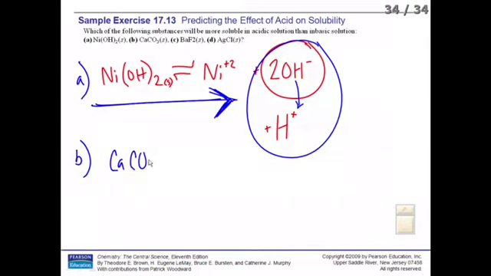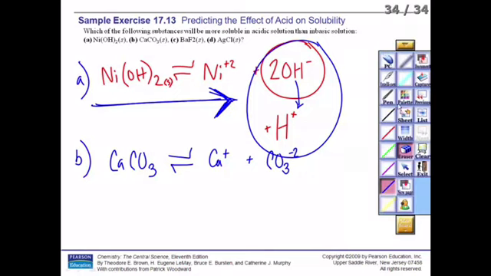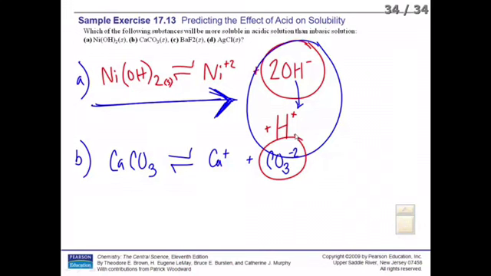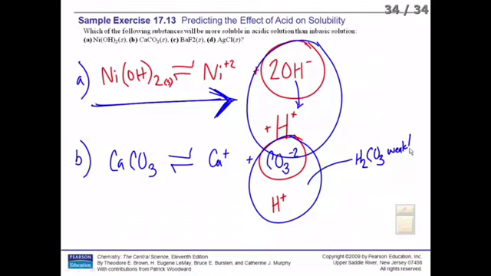Okay, so A. Alright, let's look at B. You have CaCO3. Let's think about the equilibrium here. You've got some calcium ion and you've got some carbonate ion. Let's think about how this would be affected, and let's think about the carbonate ion. If we throw some additional acid in there, the question is, would that be a significant acid? In other words, would it be a strong acid or a weak acid? If I throw in some H plus ions to react with this, you need to remember that H2CO3 is a really weak acid, and since it's a weak acid, it's not going to ionize very well.